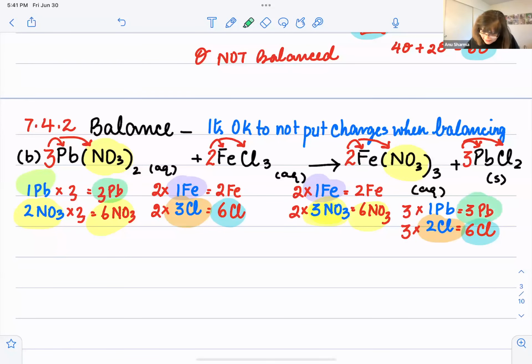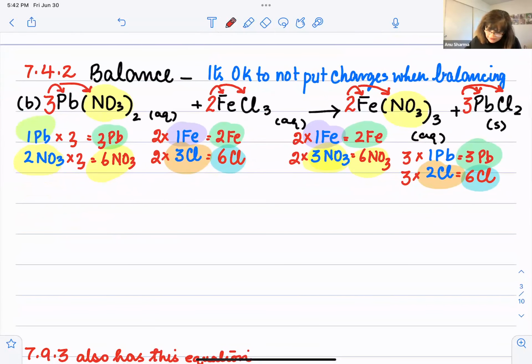Okay, 3 lead here. 6 nitrates and 6 nitrates. 2 irons and 2 irons, and 6 chlorines and 6 chlorines. All this balances out. Okay. Sorry, I guess I was rushing a little bit. So anyway, this balances the lead, 3 lead, 6 nitrates, 6 nitrates, 2 irons, 2 irons, 6 chlorines, 6 chlorines. Balanced.